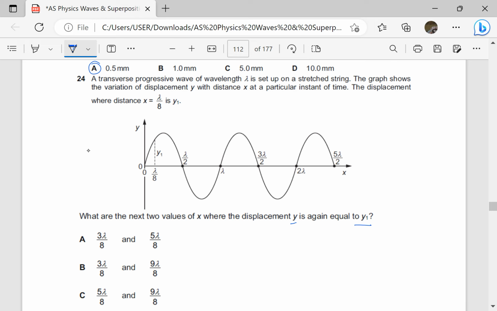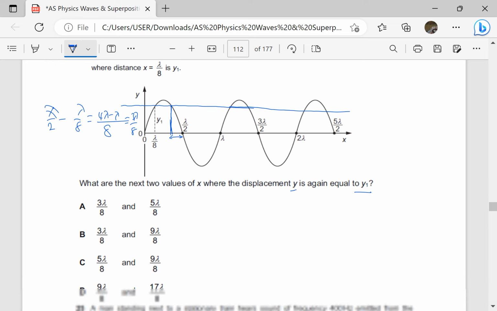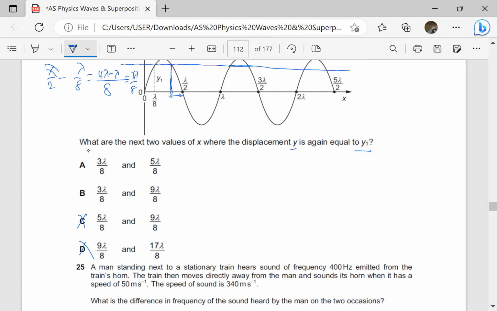That is very easy. I can draw a horizontal line through y1. So it means this point here, the displacement will still be y1, but what is this value here? It means I have to subtract lambda over 8 from lambda over 2. So that value is going to be lambda over 2 minus lambda over 8. LCM is 8, that is 4 lambda minus lambda, which gives me 3 lambda over 8. So the next one should be 3 lambda over 8. C and D are going to be wrong.